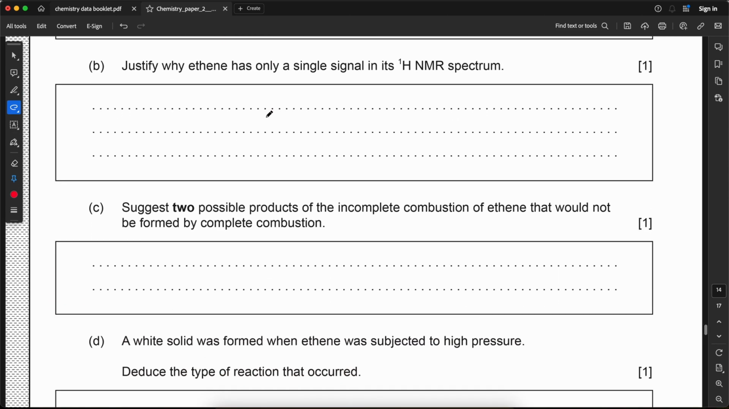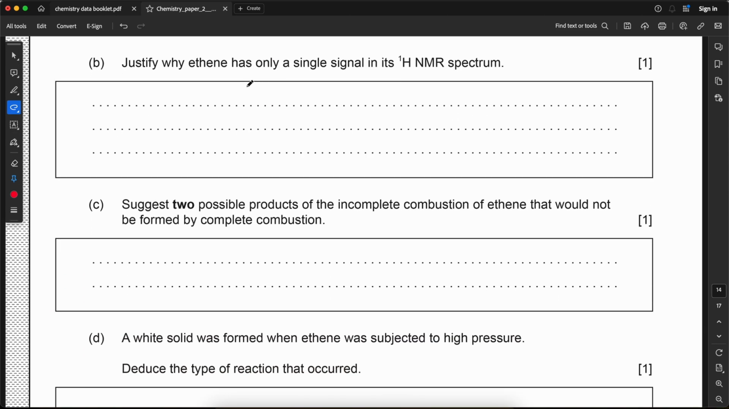Justify why ethene has only one single signal in H-NMR spectrum. Ethene, it's symmetrical. So these H2 here are the same. So why is it only one, a single signal? Because hydrogen atoms are in the same chemical environment.